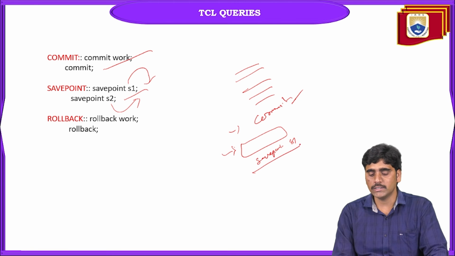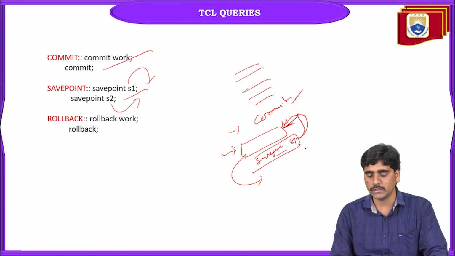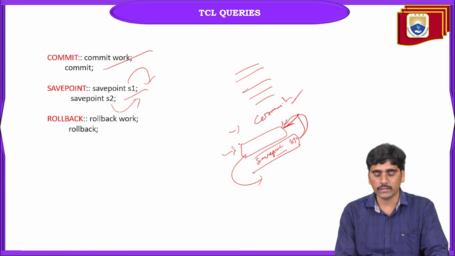So I need to save the work to do again after 10 minutes or after 20 minutes or after 1 hour. If I mention savepoint s1, it will be saved. After this, I am going to start for the next 20 minutes or the next 1 hour. Right. So in this way you can mention these savepoints and rollback.